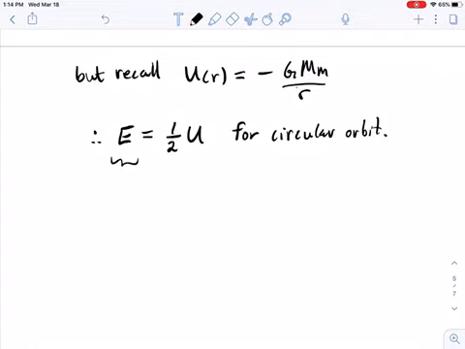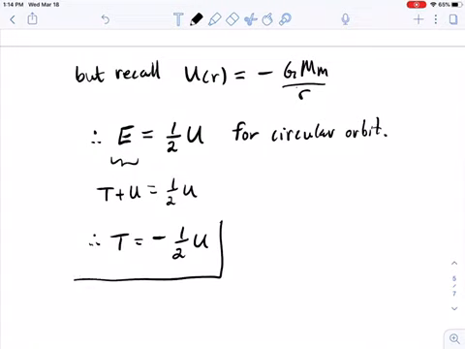But the energy, this is the mechanical energy, is just kinetic energy plus potential energy. And that has to be equal to 1/2 u, so we subtract off the u, and therefore T is equal to minus 1/2 of u. So what we found is a relationship between the kinetic and potential energy for an object in a circular orbit due to a gravitational field.